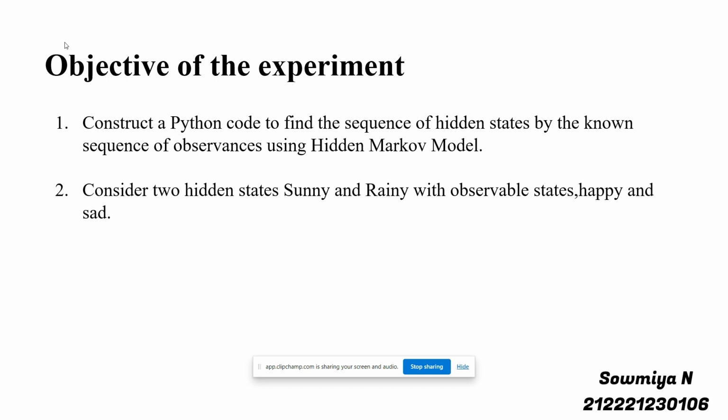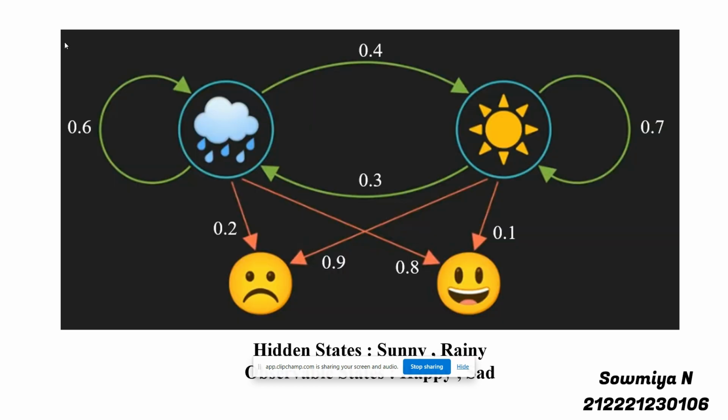The objective of the experiment is to find the sequence of hidden states from the known sequence of observations of the given model. Here in the model we have two hidden states, which are sunny and rainy, and two observable states, which are happy and sad. So this is the given model. This picture represents the transition between the hidden states and the observable states.